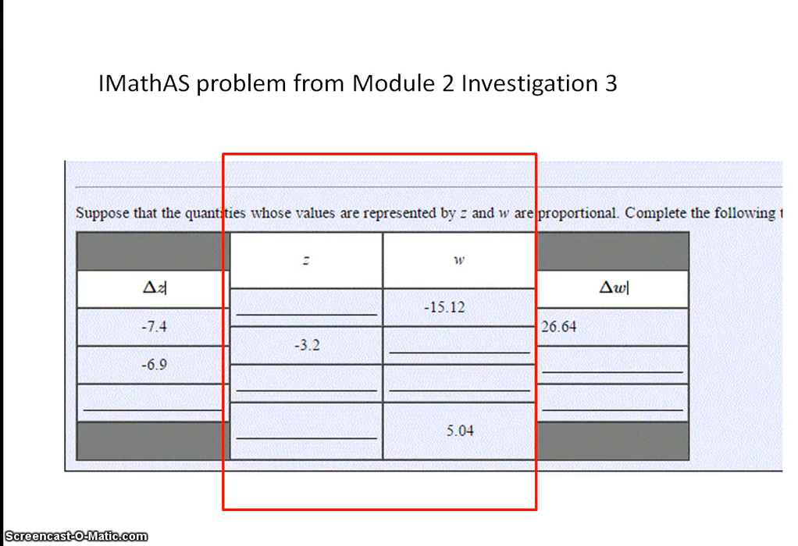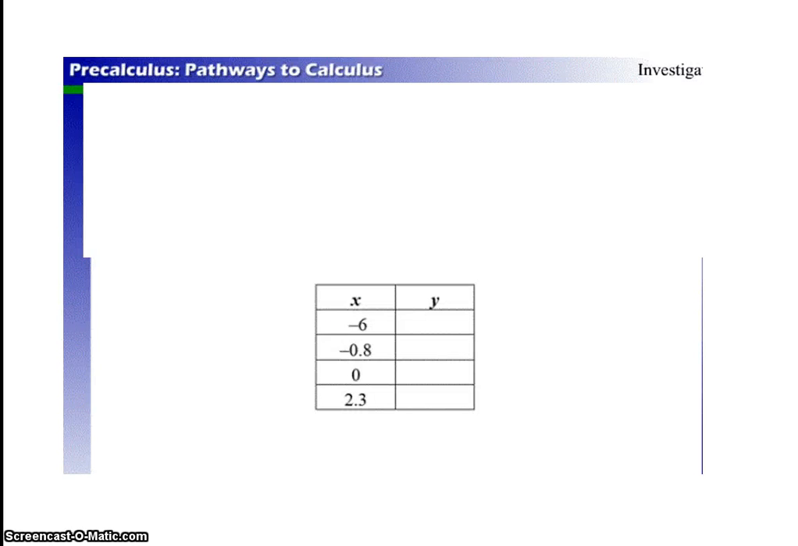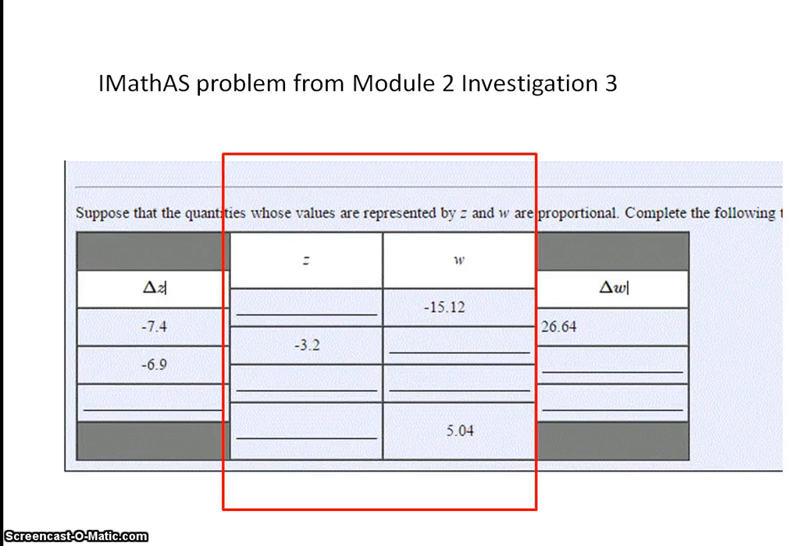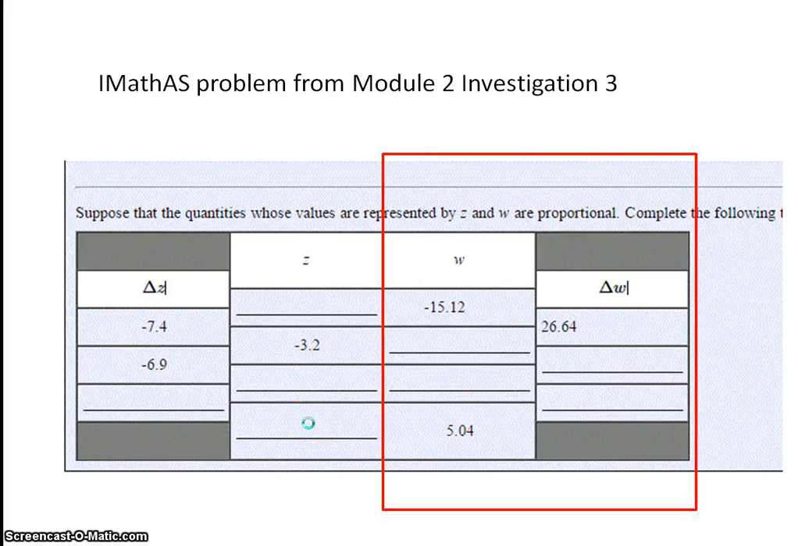Now if we just take a look at the two columns in the middle, this would be similar to any T-chart or XY chart where we list ordered pairs. So the two middle columns you can think of as ordered pairs Z, W. So we need to find the value of Z that maps to negative 15.12. And if Z is negative 3.2, what's W in this relation? Here we don't know either value in the ordered pair, neither Z nor W, and then the fourth ordered pair we just need Z.